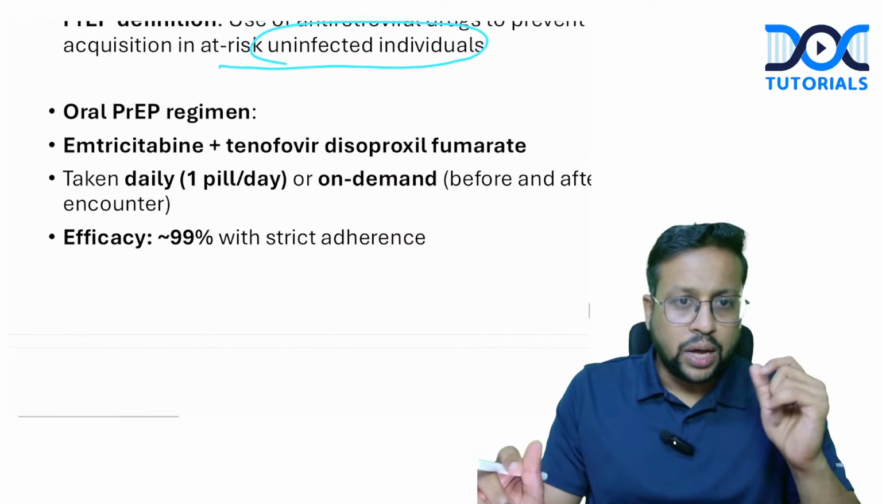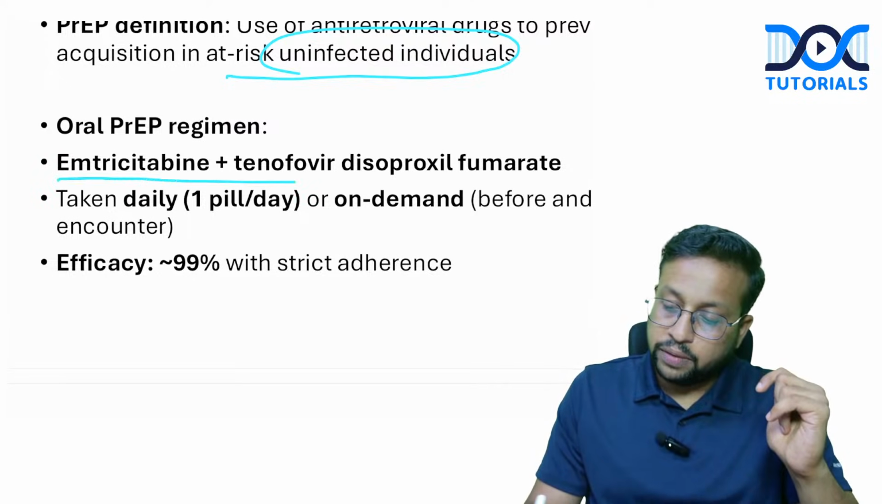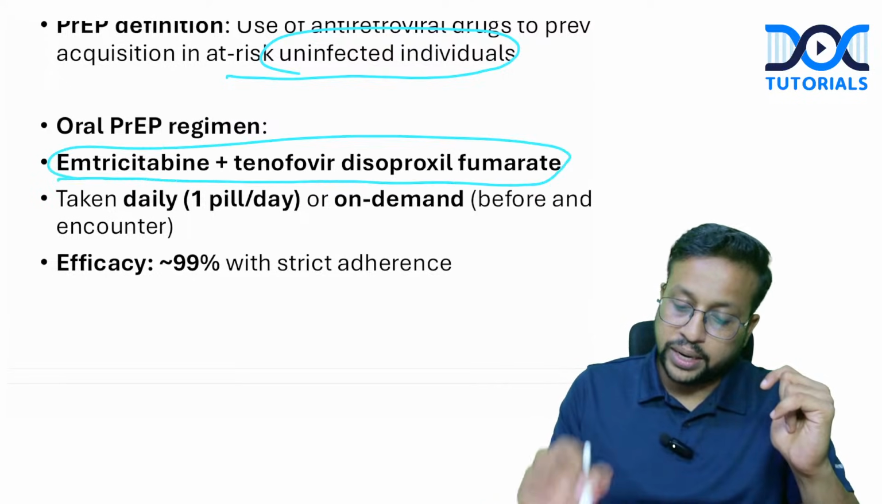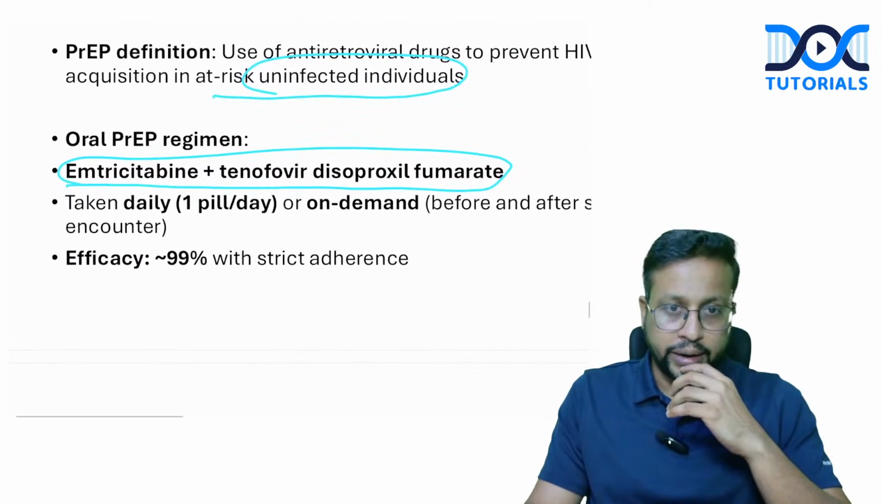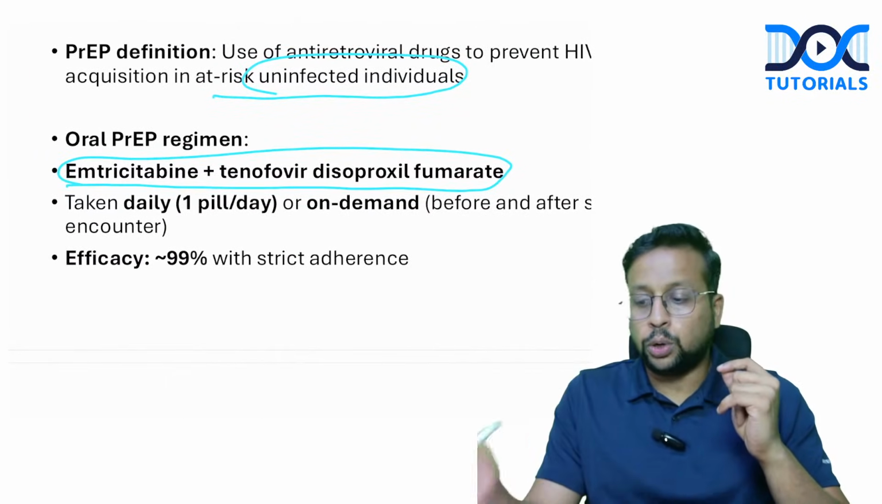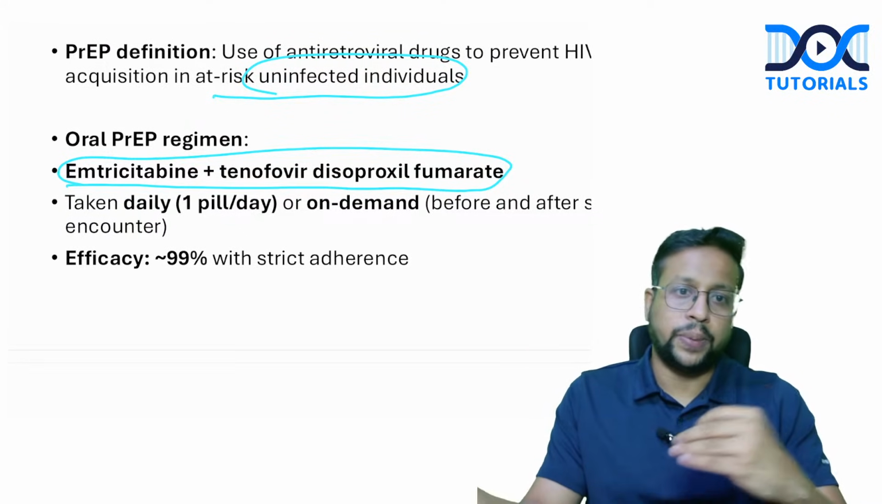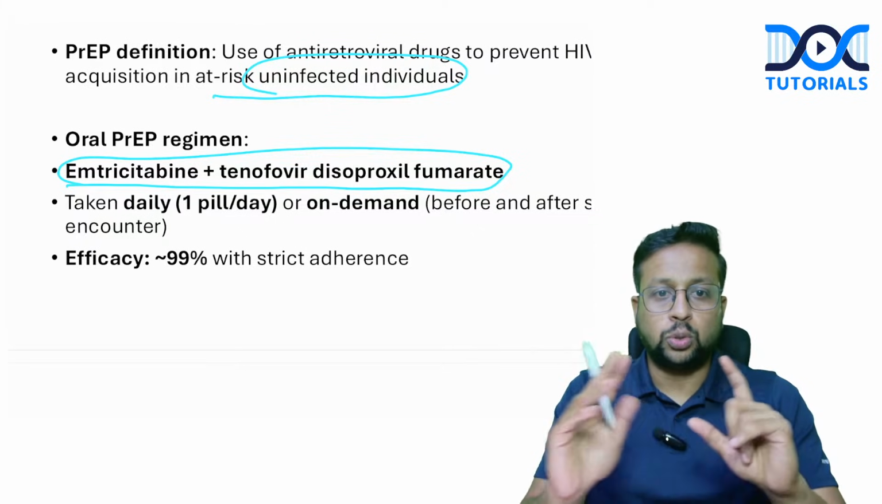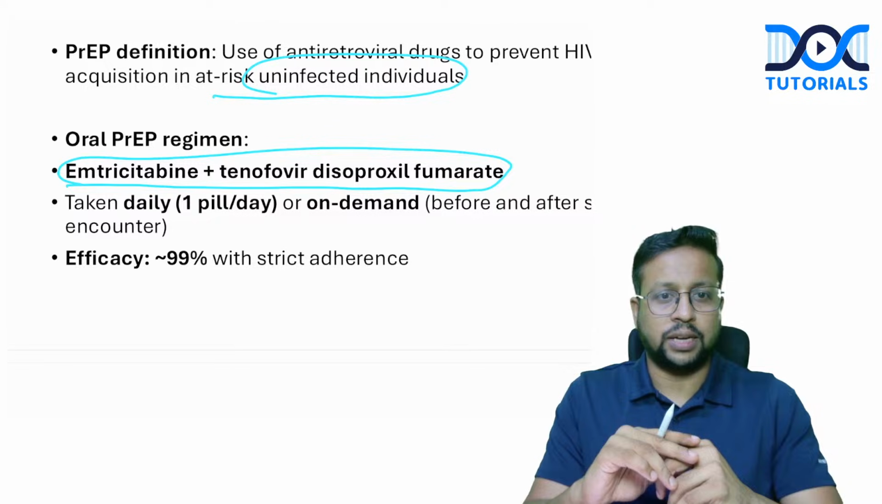So you have the oral PrEP regimen, and the oral PrEP regimen is emtricitabine and tenofovir disoproxil fumarate, TDF plus emtricitabine, which is the preferred regimen. All right. Now remember that there is no dolutegravir here. Unlike post-exposure prophylaxis, which is a 3-drug regimen, the pre-exposure PrEP regimen is a 2-drug regimen, tenofovir plus emtricitabine. You can use lamivudine instead of emtricitabine also.